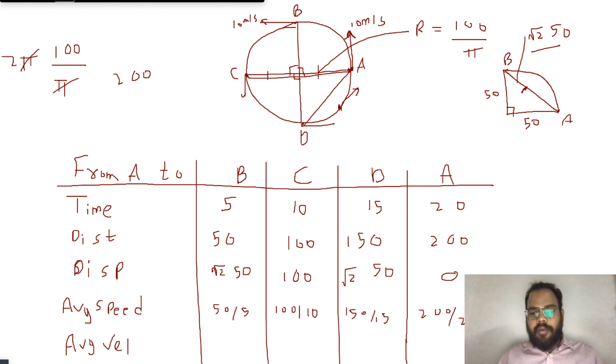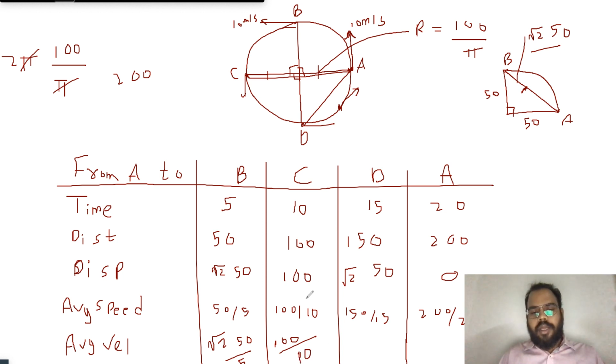Finally moving to average velocity. So average velocity is your displacement upon time. So your displacement from A to B is root 2 into 50. I'll divide this by time, that is 5 seconds. For A to C, it is 100 divided by 10.